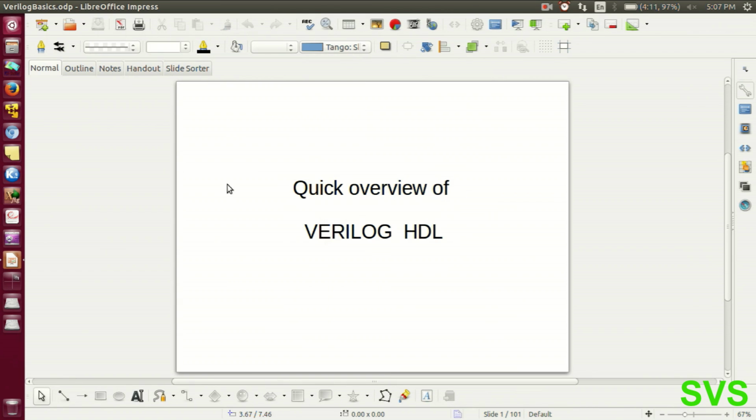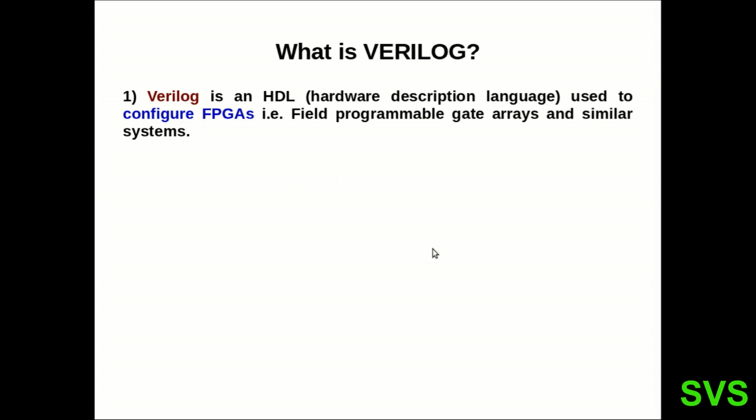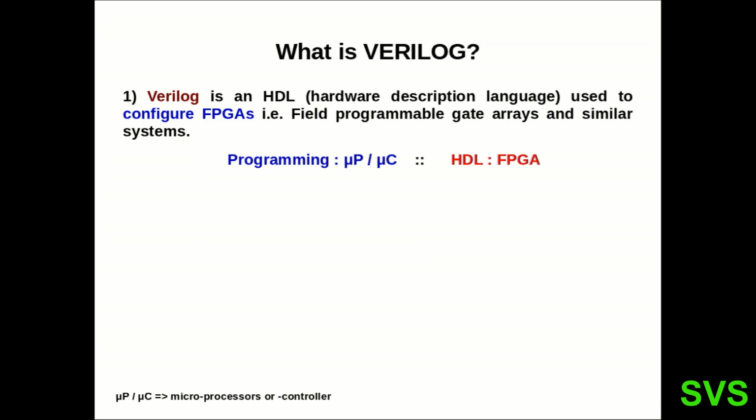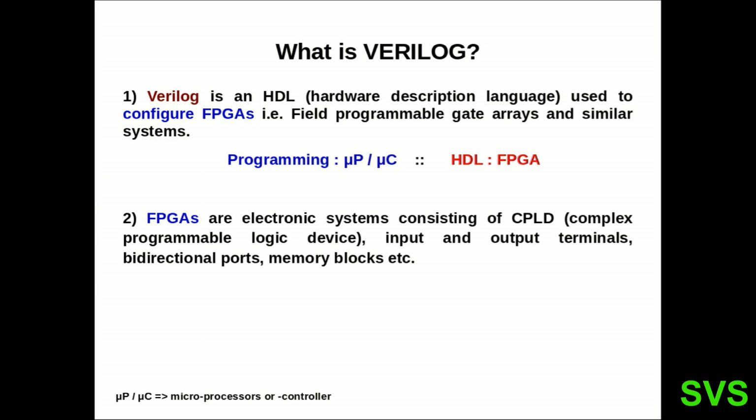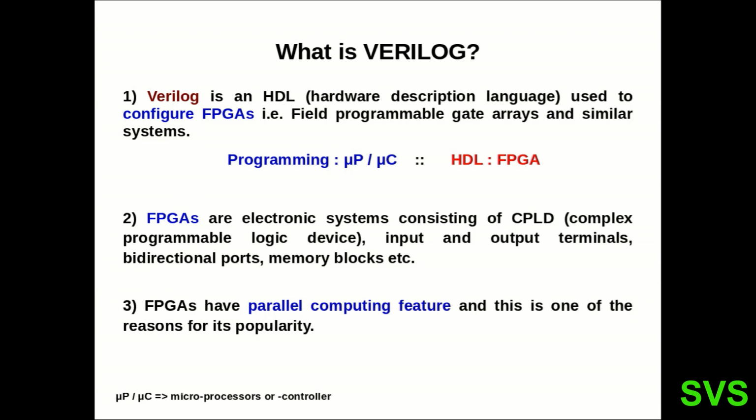In this session, we'll be having a quick overview of Verilog HDL. Here, HDL refers to hardware description language, which is used to configure FPGAs, which are field programmable gate arrays, and similar systems. As programming is related to microprocessors and controllers, similarly HDL is related to FPGAs, which are electronic systems which consist of processors, then complex programmable logic devices, inputs, output terminals, ports, memory blocks, and the most important feature of FPGAs is parallel computing.